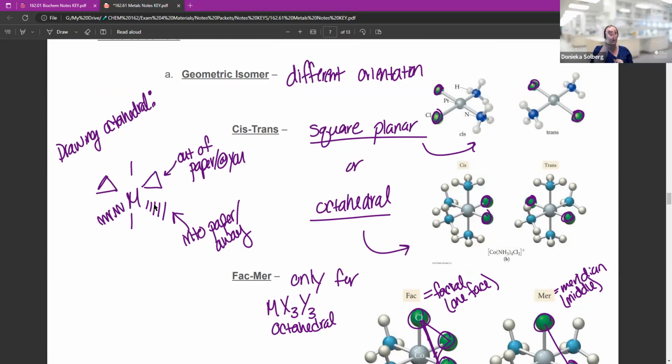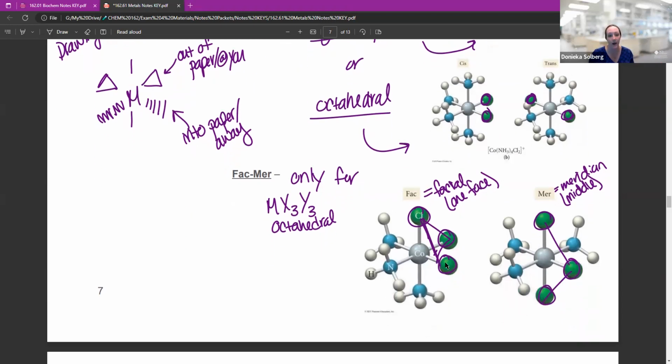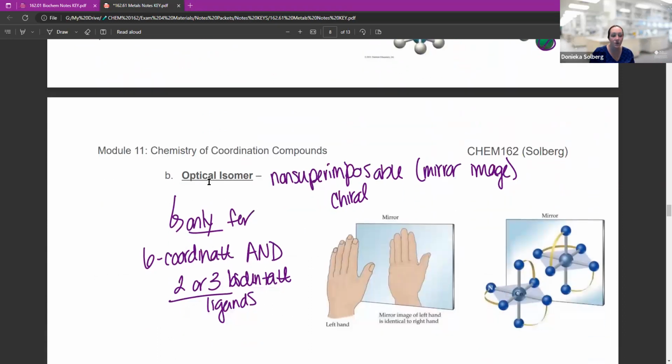So it's like you have the up and down in a line, and then you have 2 going out and 2 going back because they're in 90-degree angles. So this is how we're going to draw them so that you can easily show me square planar. Well, square planar is flat, so you don't have to draw that in 3 dimensions, but an octahedral cis-trans or an octahedral FAC-MER. There are also optical isomers, so the non-superimposable mirror images when things are chiral.